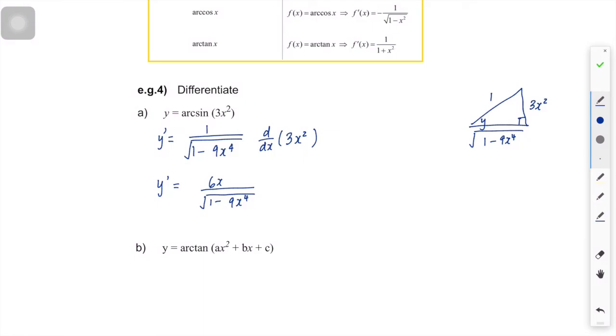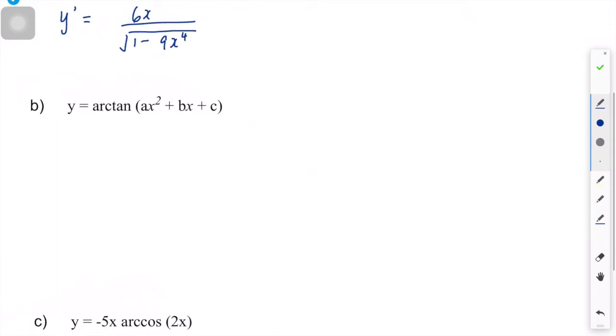Okay. This time we have arctan of a quadratic. It's a very similar idea. The formula booklet tells us that the derivative of arctan x is 1 over 1 plus x squared. So let's make a right triangle first. So here, let's let this angle be arctan of that quadratic. Tan is opposite over adjacent, making the opposite side ax squared plus bx plus c, and the adjacent side 1. Meaning the hypotenuse is the square root of 1 squared plus the square of the quadratic.